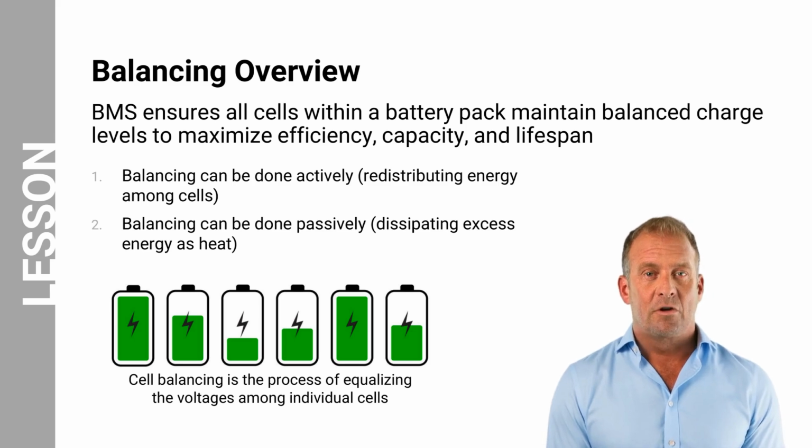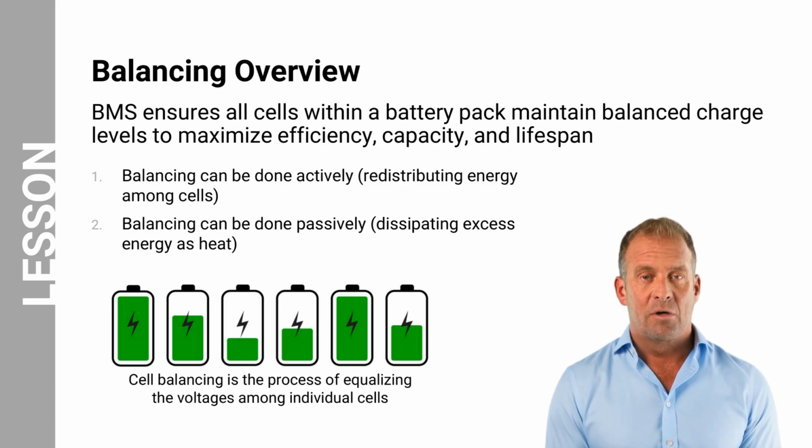The BMS plays a crucial role in maintaining the health and performance of a battery pack by ensuring that all cells within the pack are at balanced charge levels. This balancing is necessary to maximize the efficiency, capacity, and lifespan of the battery. Balancing can be achieved by the process of active and passive balancing. Active balancing involves redistributing energy among the cells to equalize their charge levels. Passive balancing involves dissipating excess energy from overcharged cells as heat. As we proceed, we will look at active and passive cell balancing in detail.